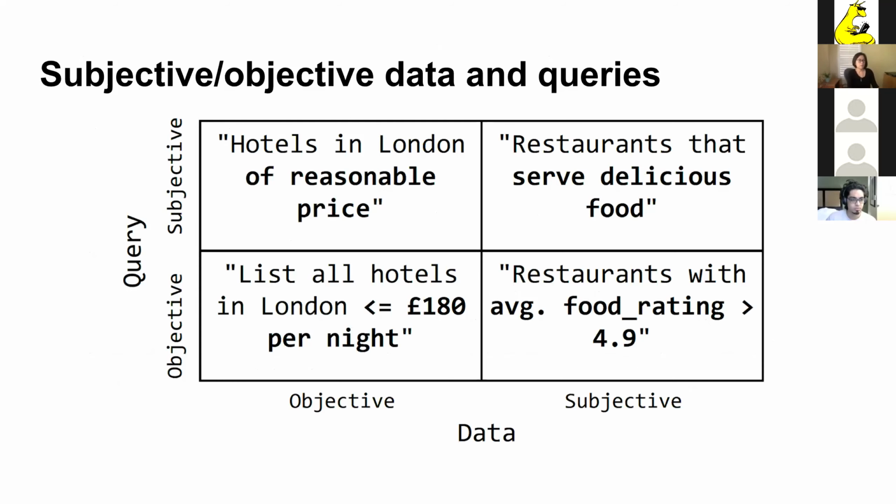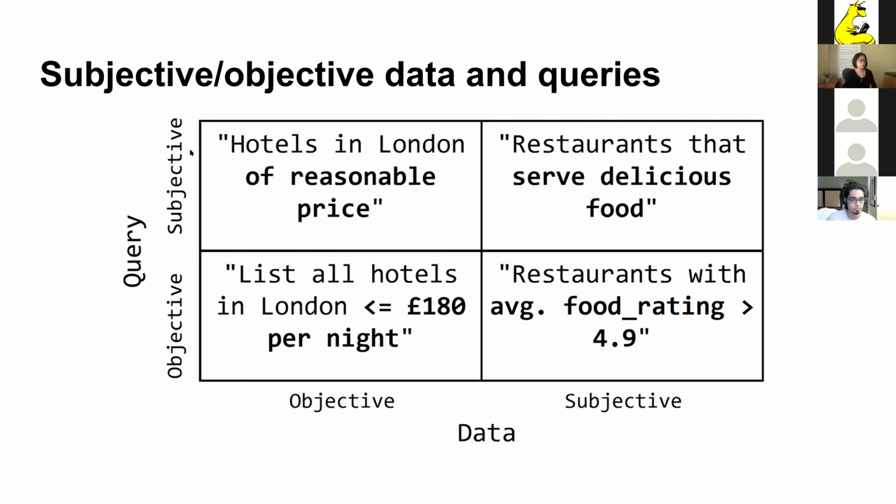In terms of how you think about these subjective data and queries, here is a four square quadrant that maybe will help put some perspective. On the bottom left corner, you see the objective query against objective data. This is what people are very used to today. You have your relational database management system with tables, and you pose very structured queries against these tables, like, give me all hotels in the area London with price less than £180 per night.